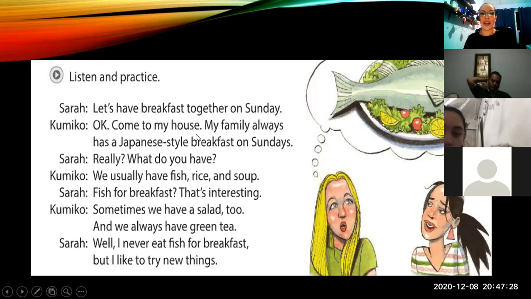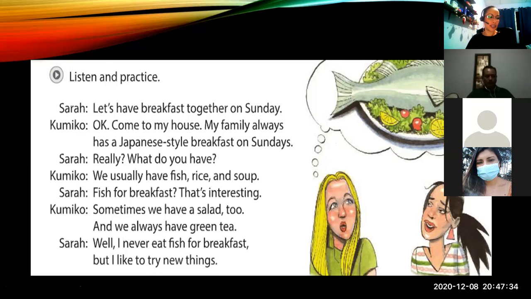Excellent. Okay, now we're going to practice pronunciation in groups. So I will ask you to take a picture of the conversation or a screenshot. Are you ready? Yes. Okay, I'm going to create the groups again.